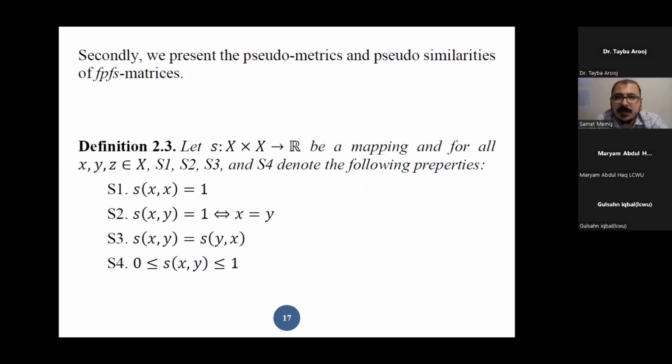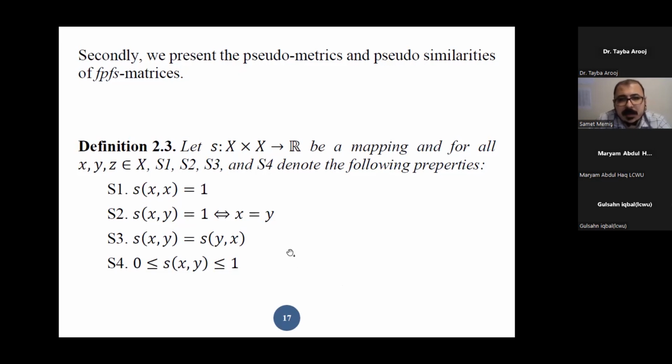Secondly, we present the pseudo matrix and pseudo similarity of FPFS matrices. I think generalized metric functions are a general topic in math, but here we can use this concept on any different spaces. For example, the FPFS matrices space, another space, and you know, there are many set theories in math: fuzzy set or soft set or intuitionistic fuzzy set, and many hybrid versions of them. And the generalized similarity is defined in our study. For example, in the definition, let S be a mapping, and for all x, y, z in X, S1, S2, S3, and S4 denote the following properties.